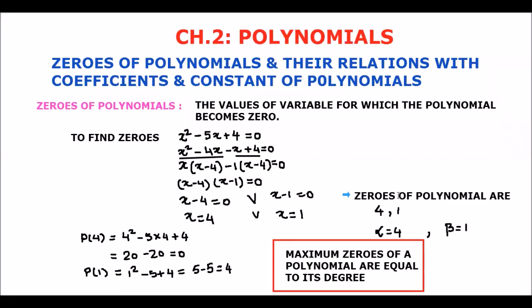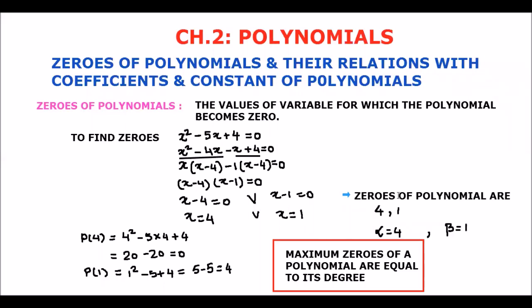Hello students, let's learn more about polynomials. Today we will understand what the zeros of a polynomial are and their relations with the coefficients and constant of the polynomials. You must remember that in class 9th you have learned the zeros of the polynomial. The zeros of the polynomial are the values of the variable for which the polynomial reduces to zero.